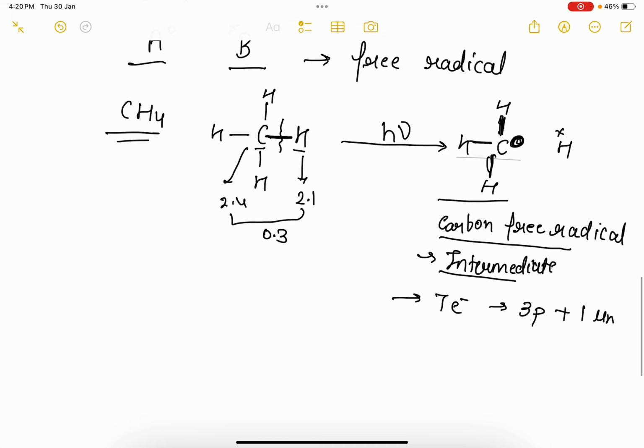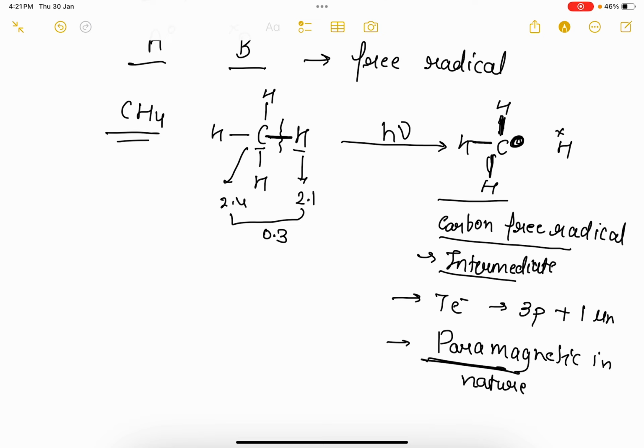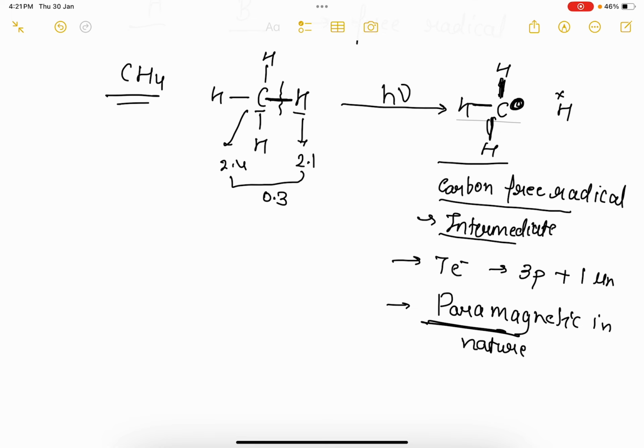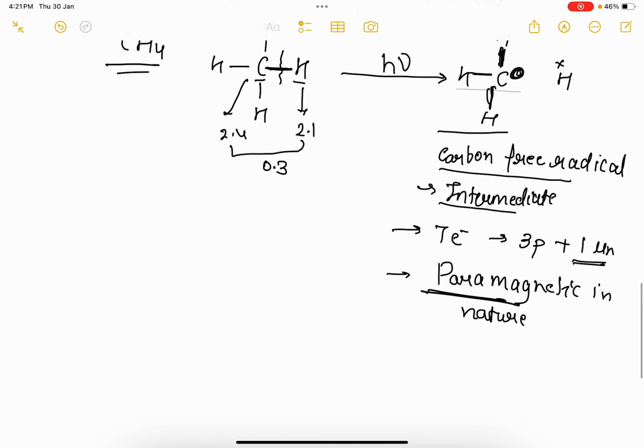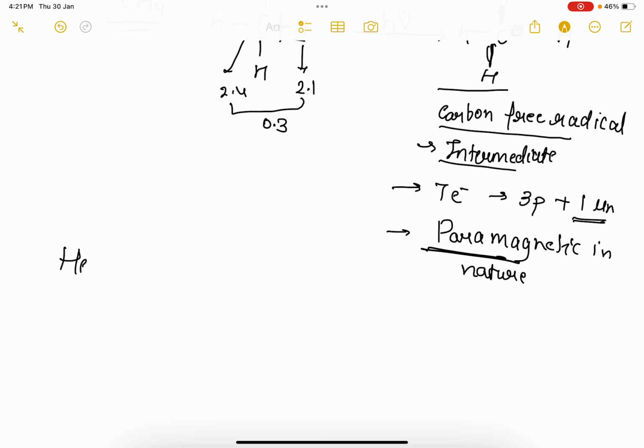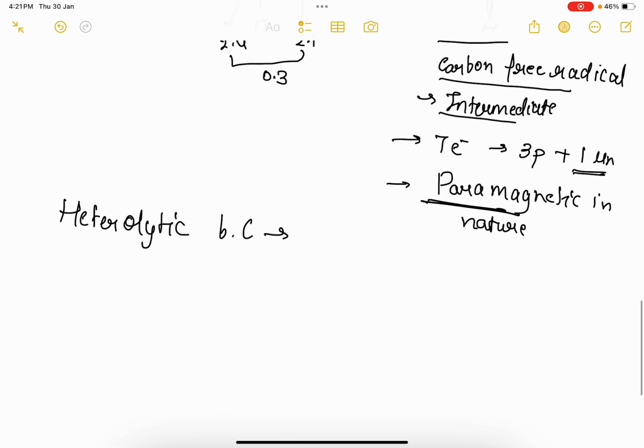When any molecule contains an unpaired electron, it is paramagnetic in nature. Paramagnetic means attraction towards a magnetic field. So the carbon free radical intermediate is paramagnetic in nature because it contains one unpaired electron. And the second bond fission is heterolytic bond cleavage or heterolytic bond fission.